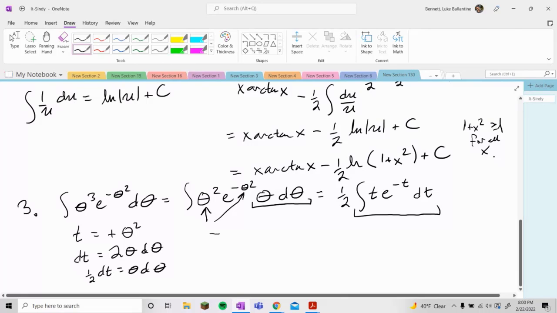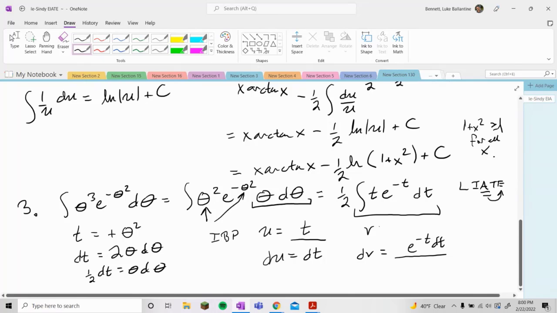So this is integration by parts, with u being, remember LIATE, and then dv being... so u, we would choose algebraic because exponential comes after in the order of precedence for u. So we use t for u, du is just dt, dv is what's remaining, e negative t dt, and v would be negative e negative t.